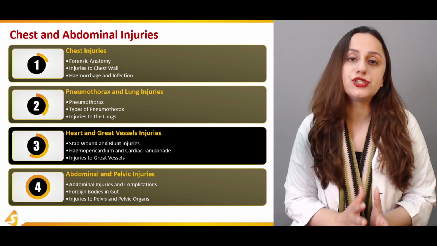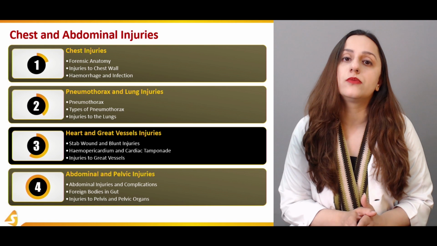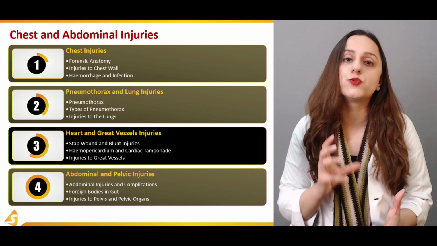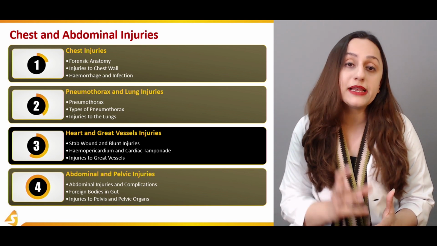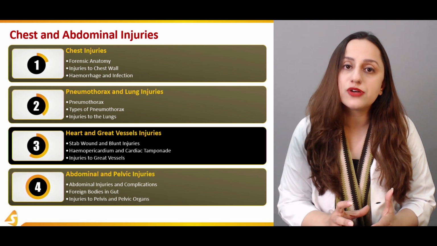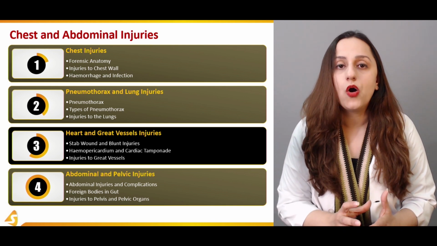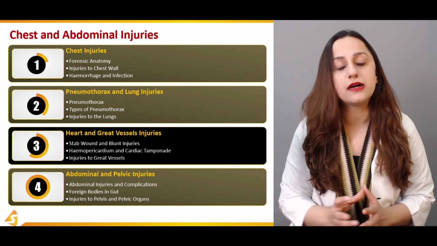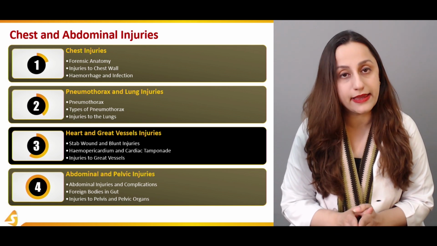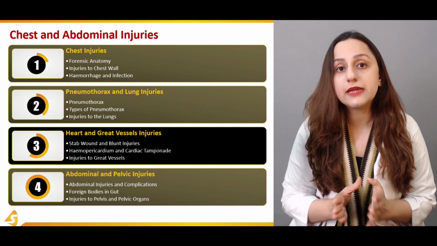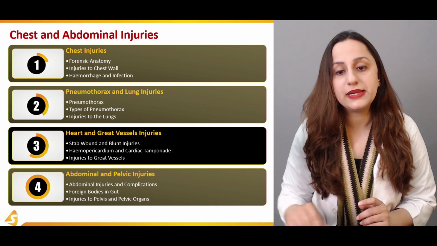Then we have the injuries to the great vessels. The great vessels, as we refer to them, basically means the subclavian artery, the pulmonary trunk, the axillary artery, and the arch of the aorta. All of these are the major vessels lying in the thoracic cavity, and they can be damaged through this debilitating injury.